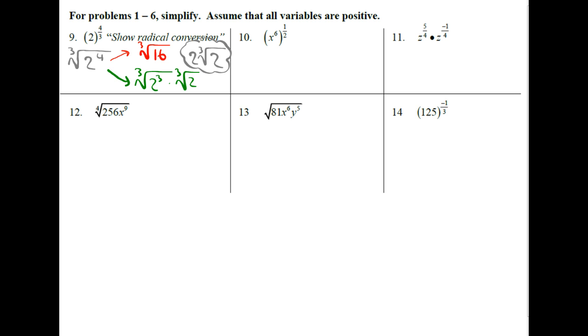Number 10, we have a power to a power property, but we have a fraction. And so remember, if you have a power to another power like this, you multiply their exponents. So this is x to the 6 times 1/2, or x to the 3rd.